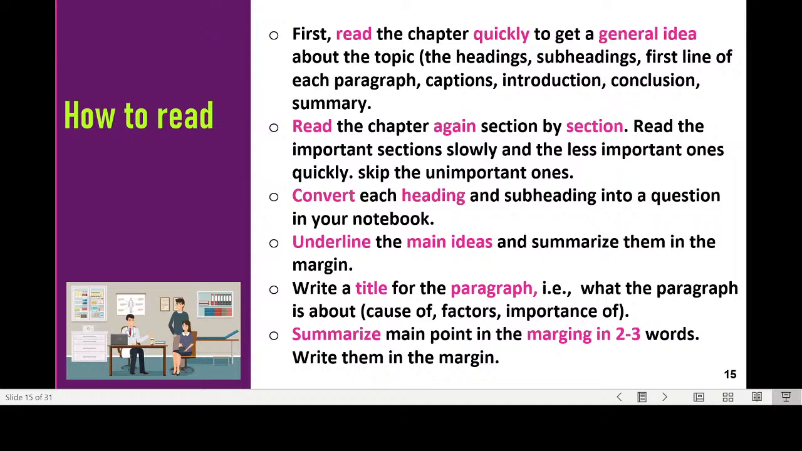Then you start reading, and in each paragraph, you underline the main idea. And then you summarize each main idea because the topic of the paragraph is usually expressed in the main idea. The main idea may be, in some paragraphs, at the beginning. In others, it's in the middle or even at the end. So we summarize each main idea or the topic of the paragraph, and we write it in the margin. We summarize it in 2-3 words only, in the form of a title.